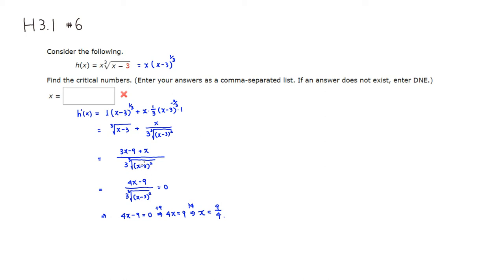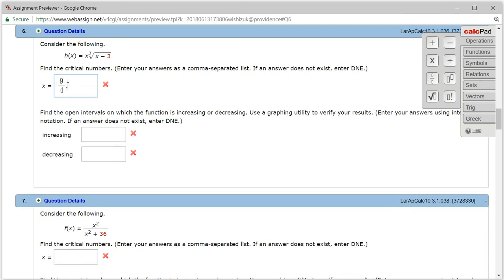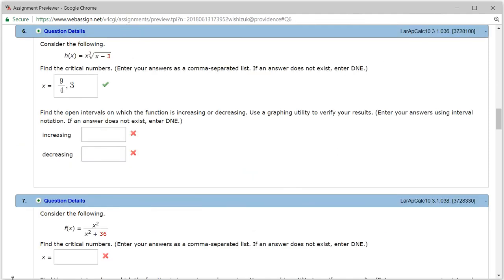So this is a critical number of type 1. Another critical number comes from setting the denominator equal to 0, so x equals 3. Since h prime of 3 is undefined because the denominator is 0, x equals 3 is another critical number, of type 2. So let's type those in: 9/4 and 3. Let's check the answer, submit for testing. All right, it came back and looks like we got the two critical numbers correctly.